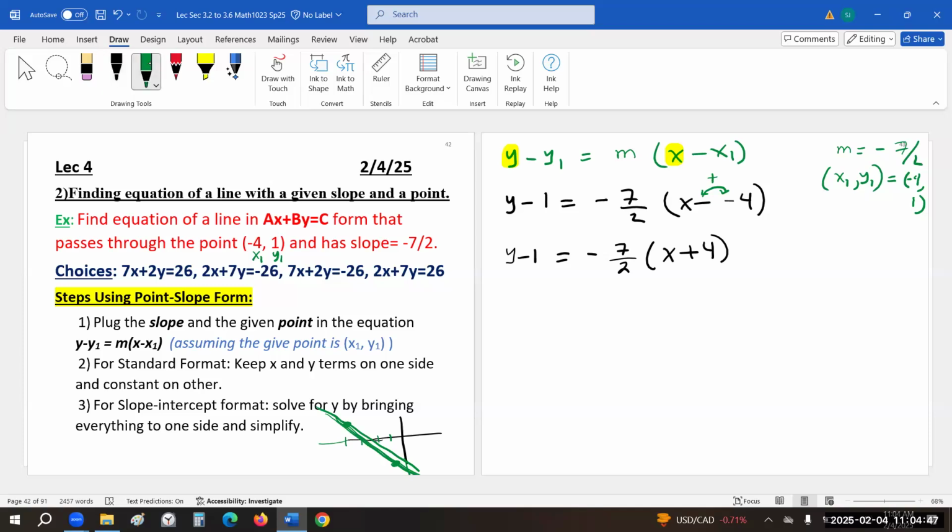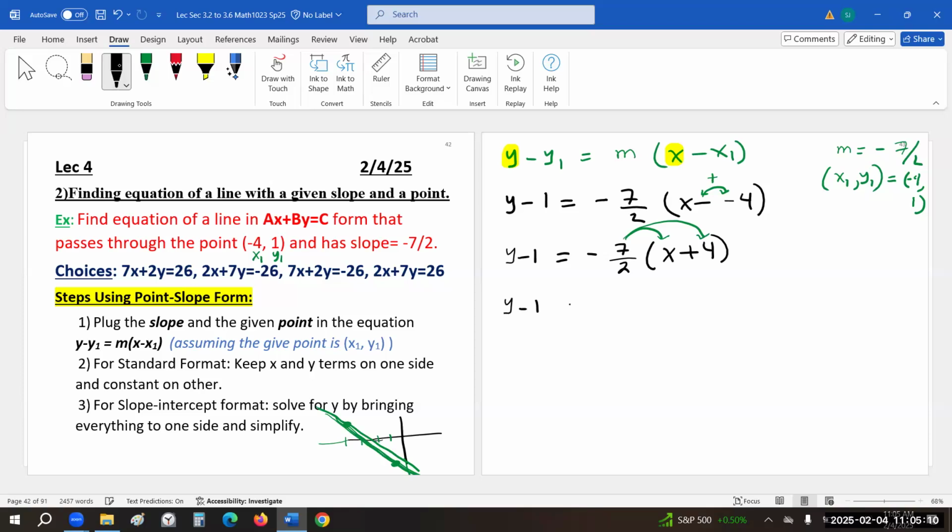So what do you think is our next step to fulfill our desired format, to get to a desired format? What is our next step? Distribute. We don't want to work with multiplication, so we distribute.